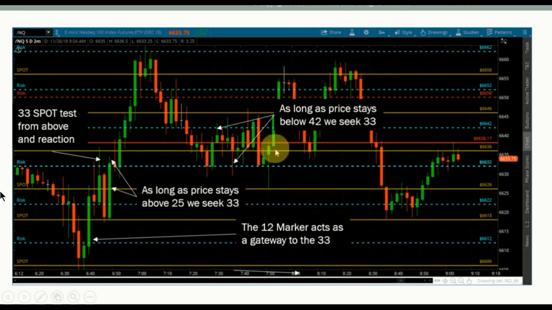33. So we're trying to make a decision on where we want to go. And it just so happens that our weekly pivot is hanging out there too. This is that pivot type of activity. We get away from it, we gravitate right back to it. Kind of reversion to the mean, if you will.